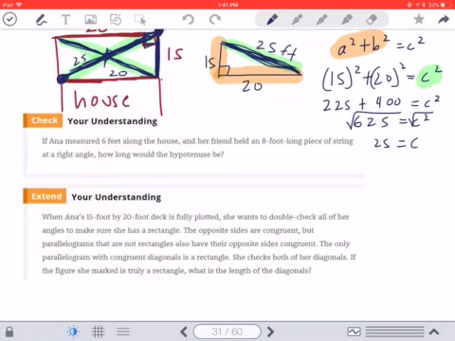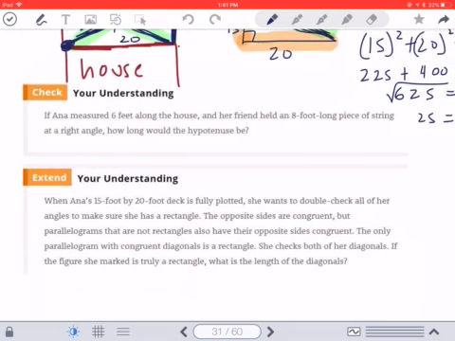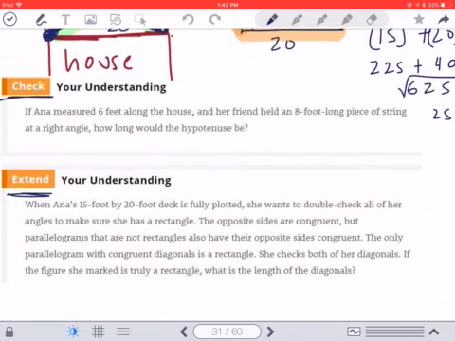Ivana measures 6 feet along the house, and her friend holds an 8-foot-long piece of string at a right angle. How long would the hypotenuse be? So go ahead and try that, and try this extend your understanding problem. Pause the video, try those two, and then check your work. All right, assuming that you paused it here. So she measures 6 feet along the house.